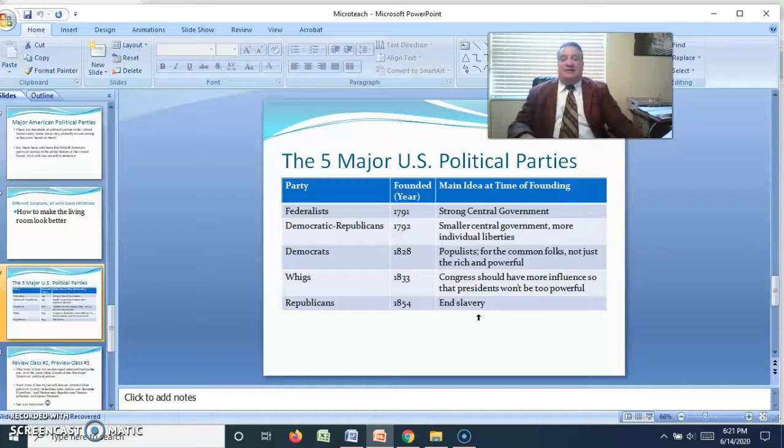The final major political party, the newest of all of them, were the Republicans, and they came along with one main mission in mind, to get rid of slavery once and for all.